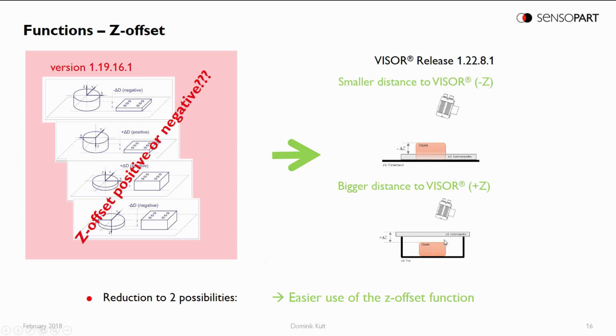The second case is the distance to the VISOR is bigger. For example, you have a tray and you place a calibration plate on the edges of the tray and your object is inside the tray. That means the distance to the VISOR is bigger, so you have a positive set offset. So with these two situations, you can easily see it from outside without any knowledge about your robotic coordinate system. You can easily say minus, smaller distance; plus, bigger distance.